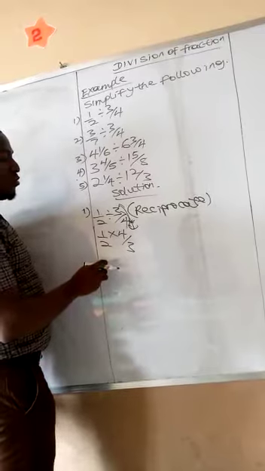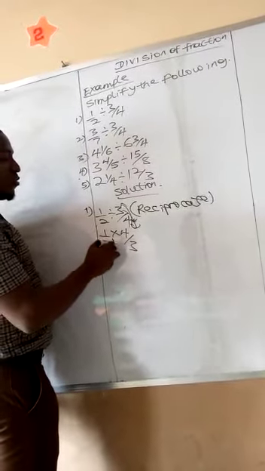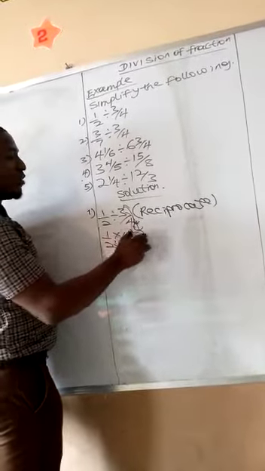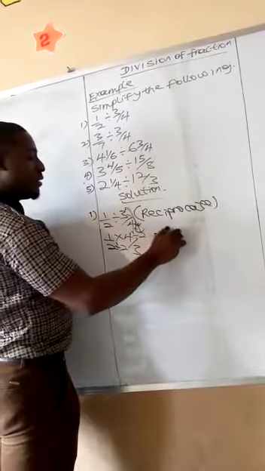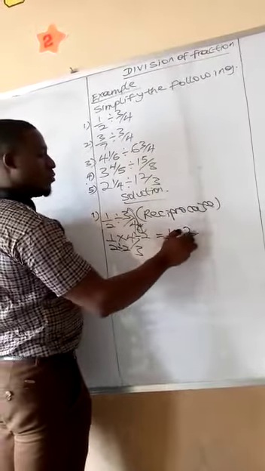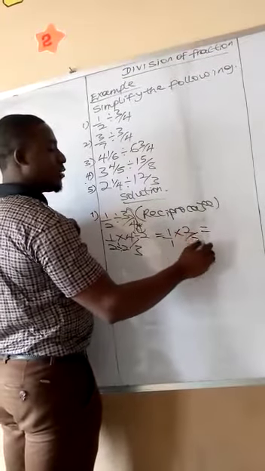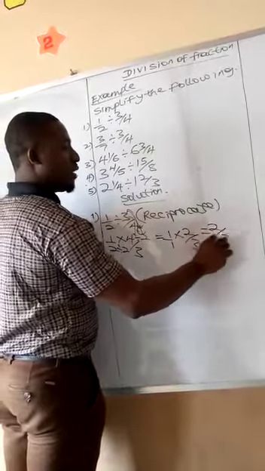Now what we are going to do is reduce. 2 can go into 2, 2 can go into 4. So what we are going to have will be 1 over 1 times 2 over 3. And that will simply give us 2 over 3.